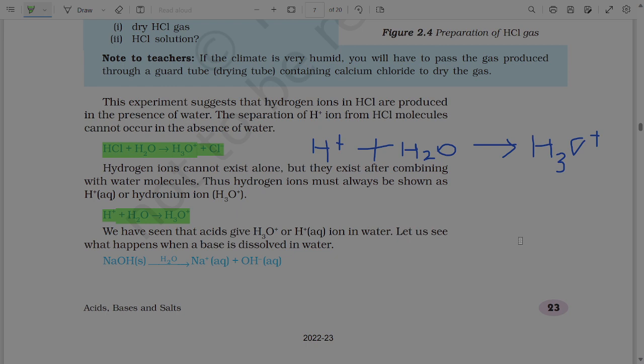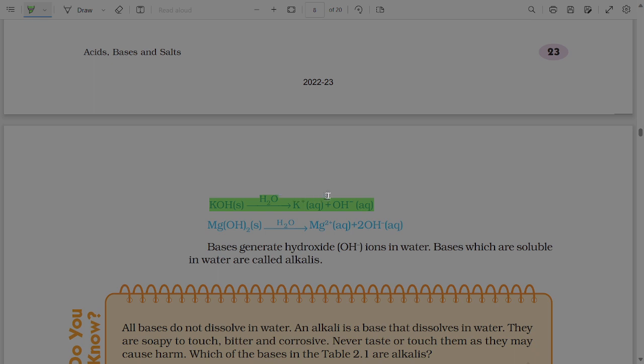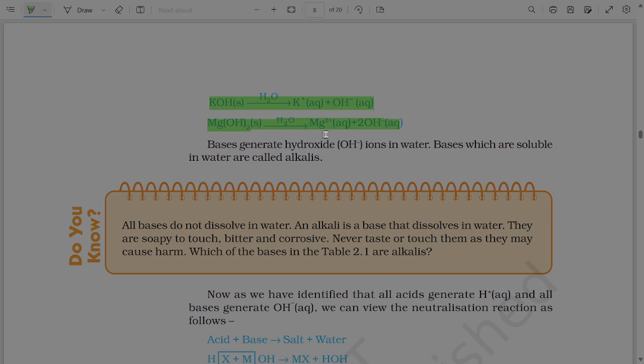Let us see what happens when a base is dissolved in water. Sodium hydroxide, when dissolved in water, gives Na plus ion and OH minus ion, or sodium cation and hydroxide anion. Similarly, potassium hydroxide gives K plus ion and hydroxide ion. Magnesium hydroxide gives magnesium ion, written as Mg2 plus, and hydroxide ion. So bases generate hydroxide ions in water.